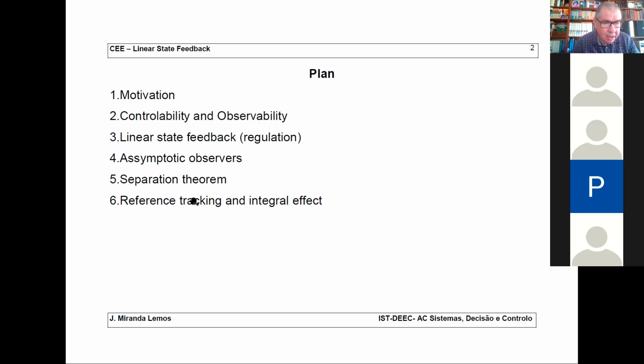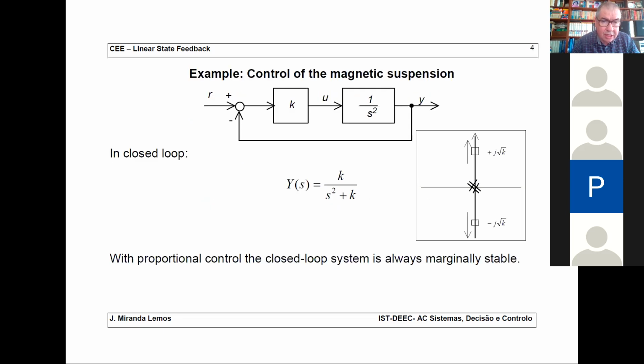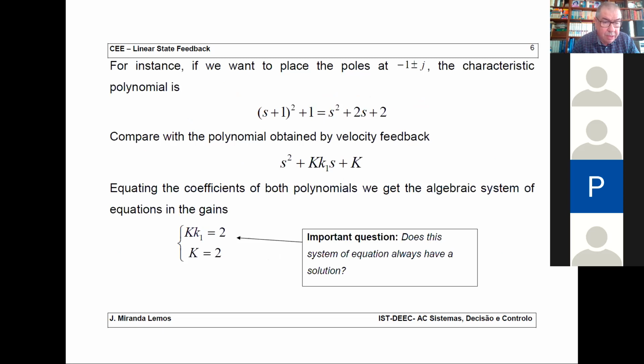And finally, we extend these results to situations in which you want to track not a zero reference, but a non-zero reference. You want to drive your output to some point. Okay, so this is the contents of the second chapter of the course. As for motivation, we have seen this example. I won't repeat it.